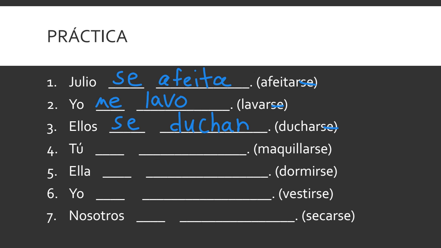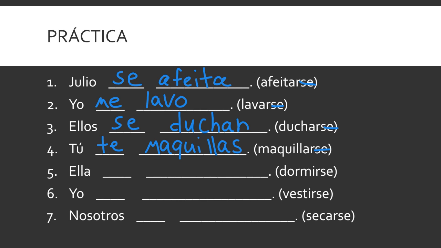If you have forgotten your regular present tense endings, then you should probably go and review those. Number 4, tú maquillarse. So you put makeup on yourself. We're going to take the se. We need to match it to the tú. So we're going to use our reflexive pronoun te. And then we change maquillar to maquillas. Maquillas. We got to add an AS to the end since we're in the tú form.